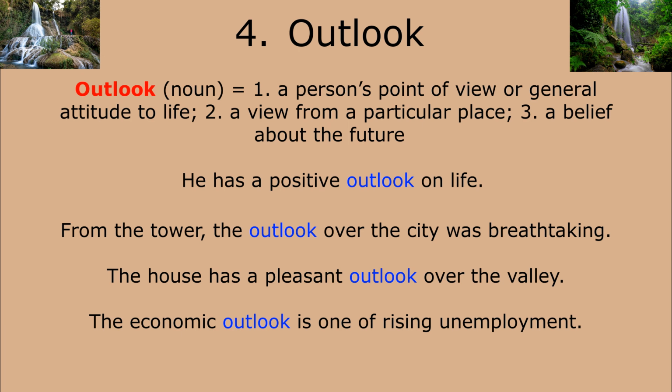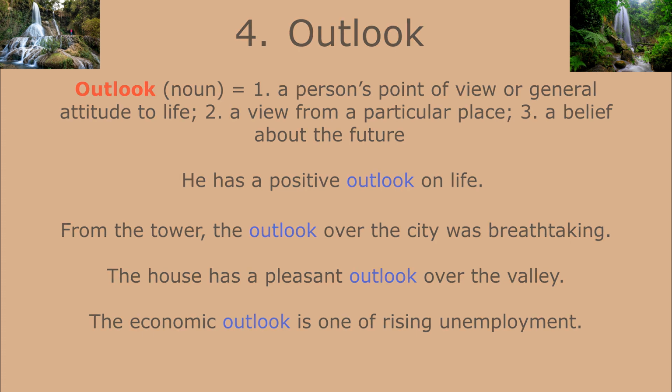Let me give you some examples. He has a positive outlook on life. From the tower, the outlook over the city was breathtaking. The house has a pleasant outlook over the valley. The economic outlook is one of rising unemployment.